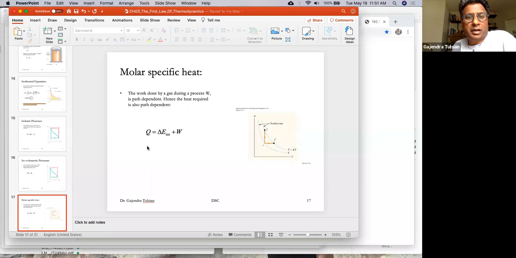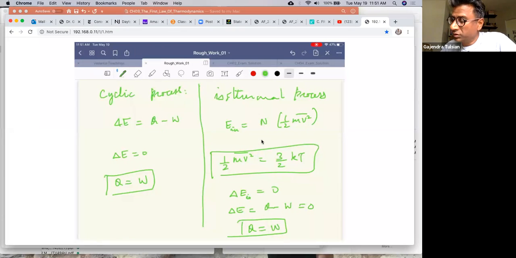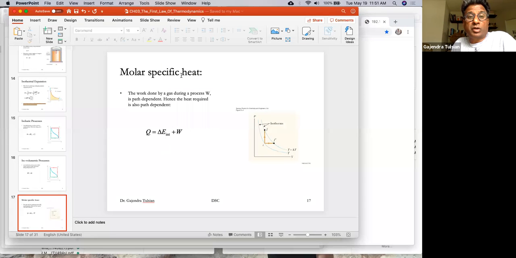All right, now is a good time to pause. What we have done so far is, here's the first law of thermodynamics, and for various processes, we said something about each of those terms. Now we'll talk about molar specific heats, but let me stop the recording for a second.